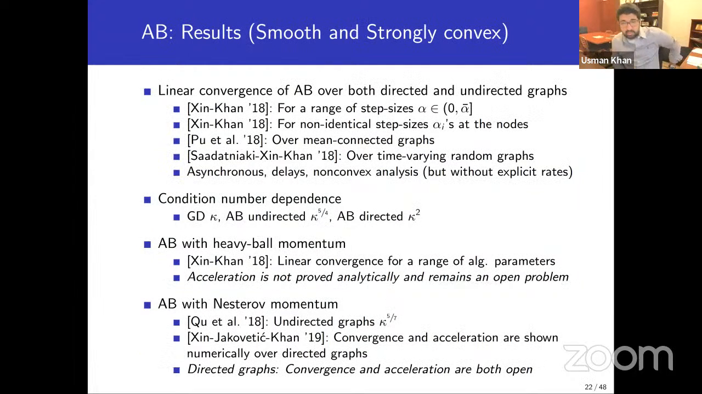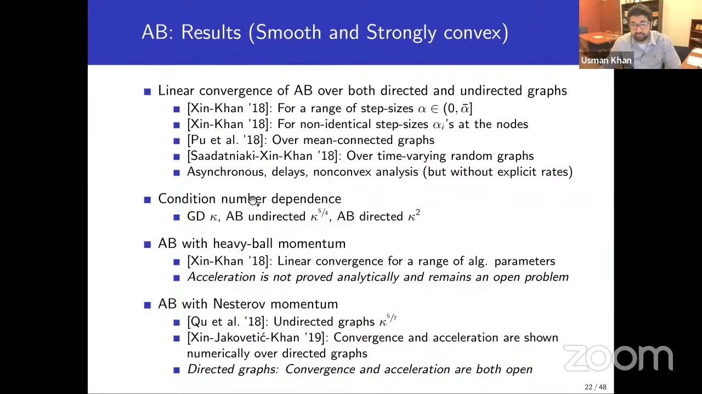And here is a glossary of the results we have so far. We have developed results where the step sizes at each agent are not necessarily the same. There is work done by Xin Pu and Angelia Nedich over mean connected graphs. We have work on time varying random graphs. There is work by Gesualdo Scutari, etc., on non-convex problems and asynchronous problems. People have worked on delays, etc. But at least to the best of my knowledge, there are no explicit rates.